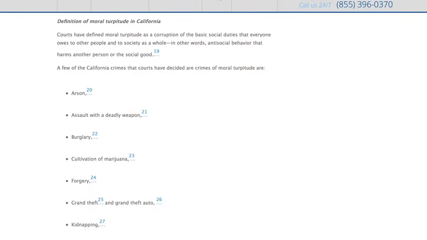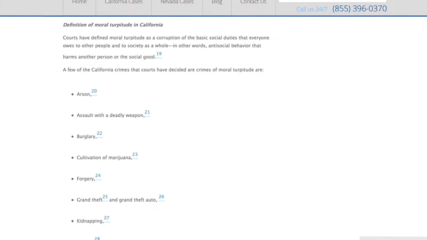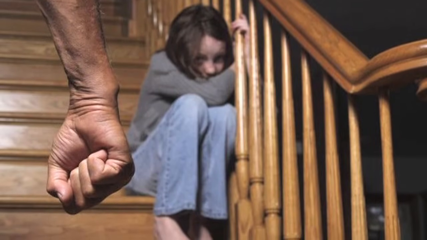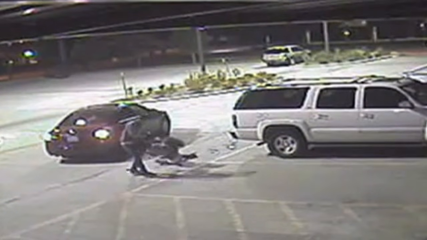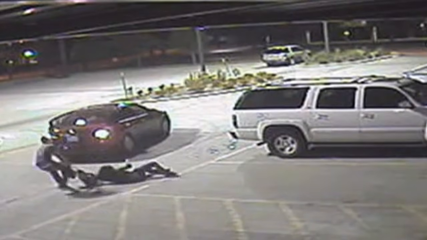Now, as for the definition itself of crimes involving moral turpitude, it's somewhat murky. But generally speaking, these are crimes that involve dishonesty or fraud. Examples would include burglary, child abuse, criminal threats, perjury, robbery, felony hit and run. They almost always involve a deliberate criminal intent to do wrong.